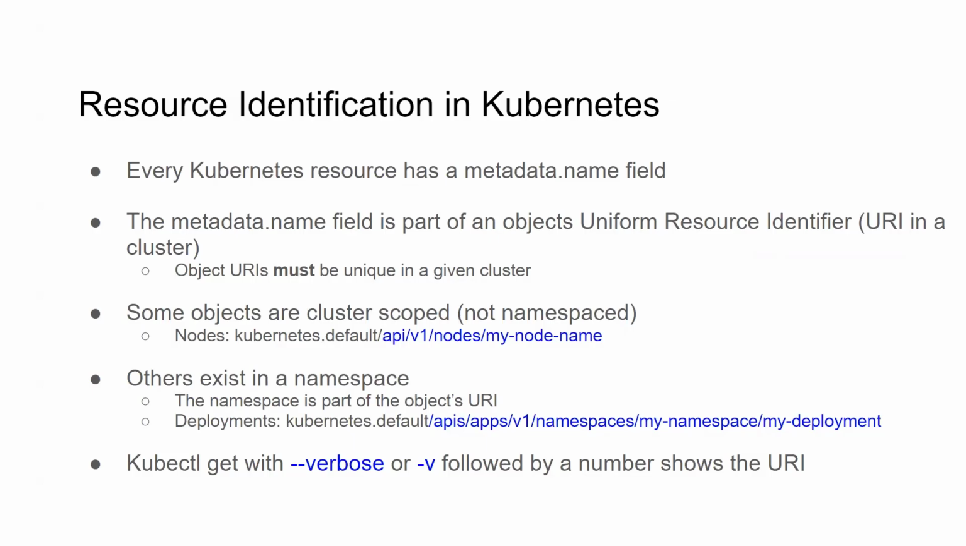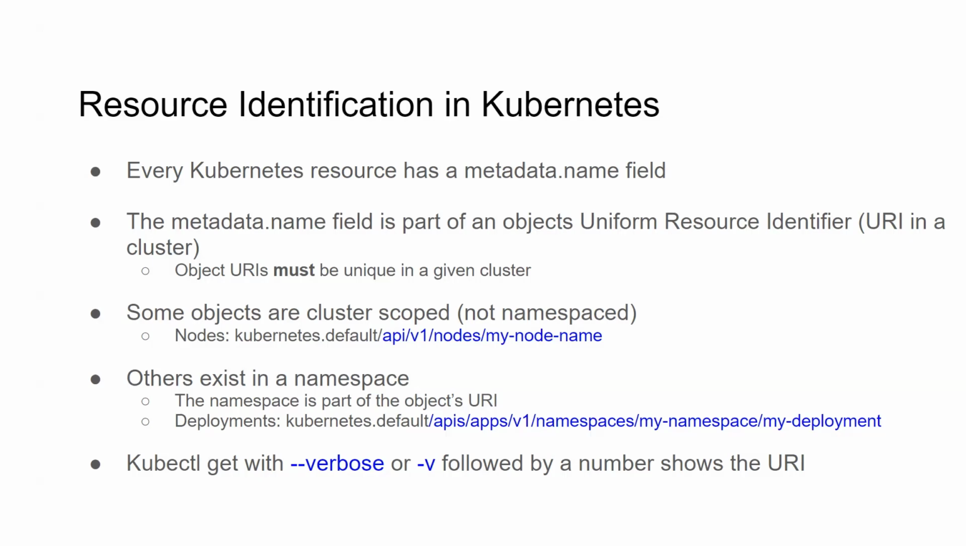So we can see here that for a node, for example, its URI is simply going to state API/v1/nodes/my node name. And that's fine because nodes are most likely going to be uniquely identified in the network thanks to their host names. However, in some other cases, there will be a series of objects that are namespaced. Think of things such as deployments, for example.